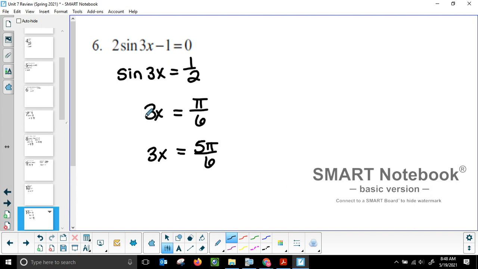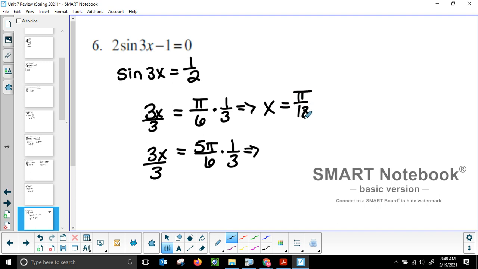Now that we don't have this 3x inside the sine, we can actually do something about it. So I can go ahead and divide by 3. Of course, dividing by 3 is the same as multiplying by 1/3. So now this will give us that x is equal to pi over 18 and x is equal to 5 pi over 18.